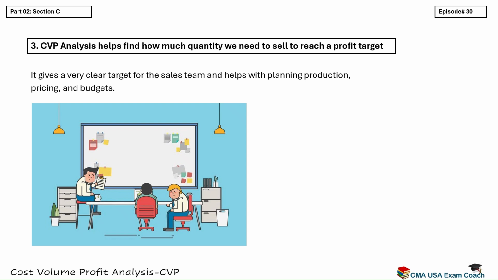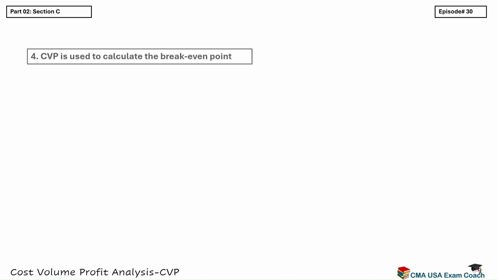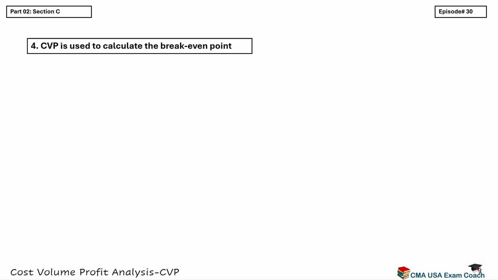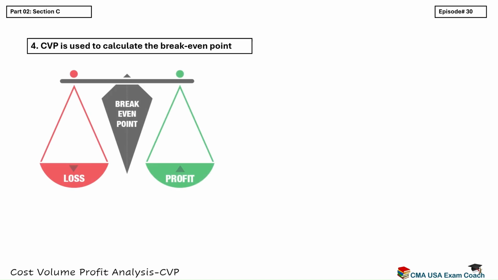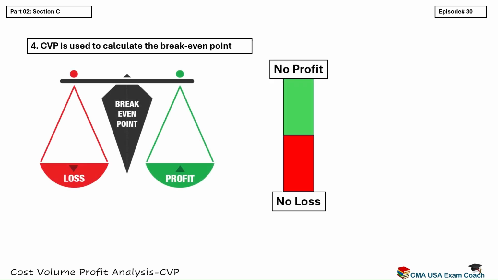Then we have, CVP is used to calculate the break-even point. Again, this is the point where there's no profit, but also no loss. Knowing the break-even point is very important when you launch a new product or start a new project. It helps you answer the question, how much do I need to sell just to cover my costs? If you don't know your break-even point, you're basically flying blind.